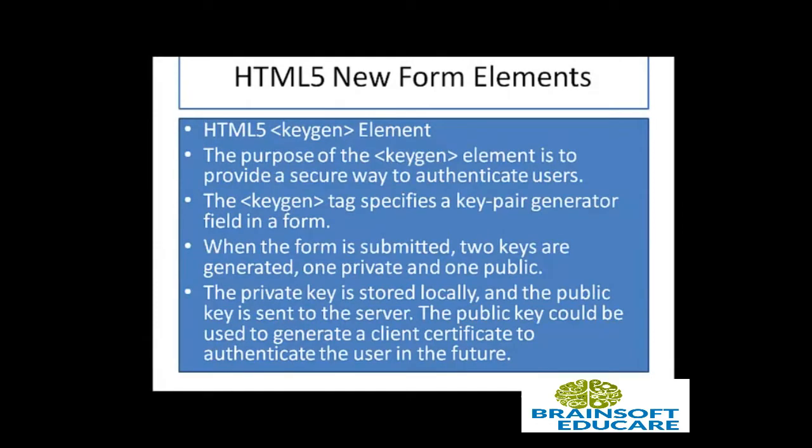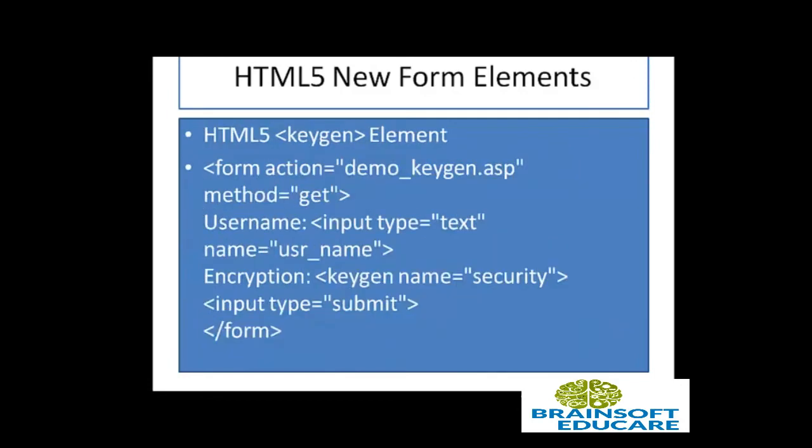Next is the keygen element. The purpose of the keygen element is to provide a secure way to authenticate users. It specifies a key-pair generator field in a form. When the form is submitted, a server-side language generates two keys, private and public. The private key is stored locally and the public key is sent to the server. The public key could be used to generate a client certificate. However, how to generate a client certificate is beyond the scope of this tutorial.